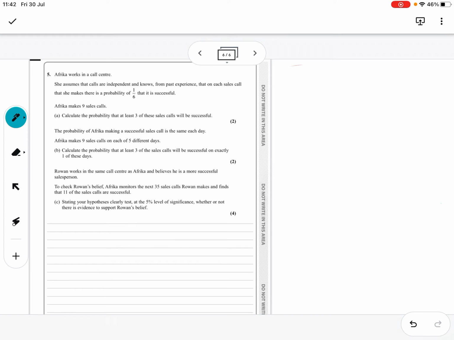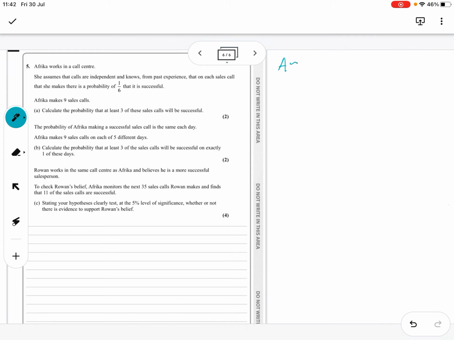Okay, Africa works at a call centre. So it's up to you what you want to name things. Usually we do X, but we could call this A for Africa. So A is the number of calls that she makes, successful calls, and this is going to belong to a binomial distribution where the number of calls N is 9 and the probability of success, the P, is 1/6. So that's 1 mark in the bag, and it's only 2 marks for this probability.